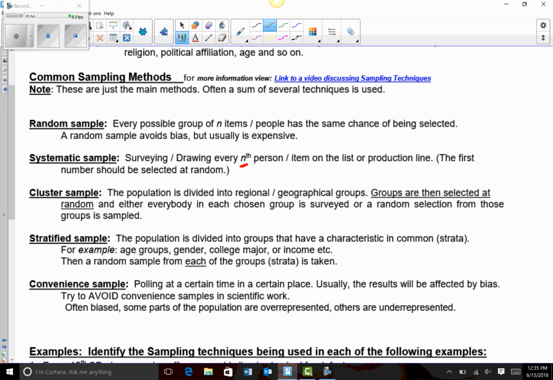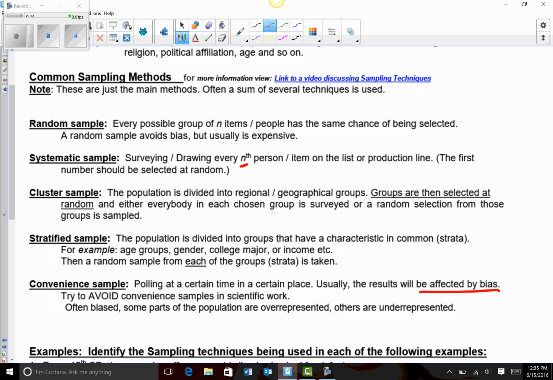Lastly is a convenience sample, and that's polling at a certain time in a certain place. These are generally very biased, and you definitely want to try to avoid a convenience sample if at all possible, because usually you will have some over or under representation involved with a convenience sample. The example that I will give you here is that I'll go back to the example where we were asking students how they like the cafeteria food.